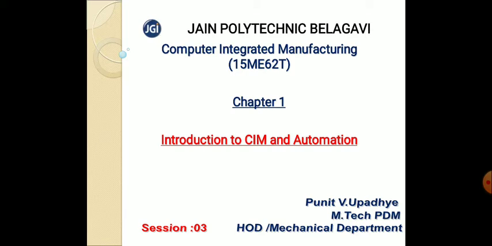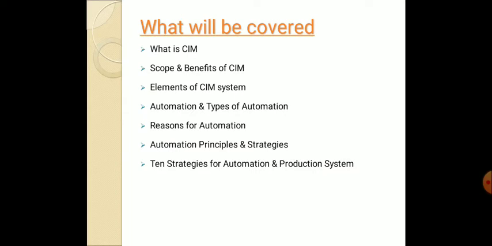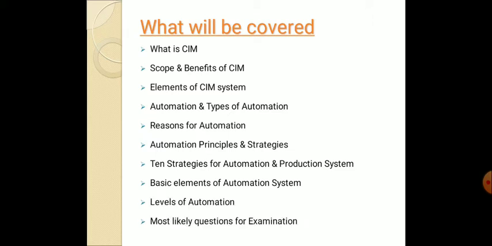In this session we are going to begin a new chapter, that is Introduction to CIM and Automation, session 3. In this session, what will be covered? What is CIM? Scope and benefits of CIM, elements of CIM system, automation and types of automation, reasons for automation, automation principles and strategies, 10 strategies for automation production system, basic elements of automation system, levels of automation, then most likely questions for the examination.